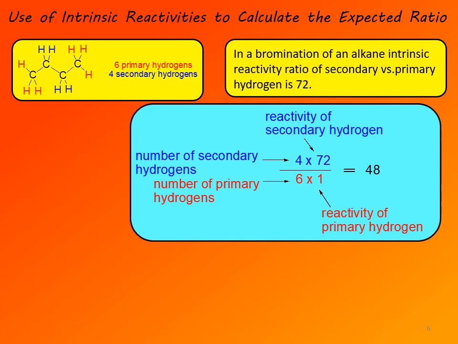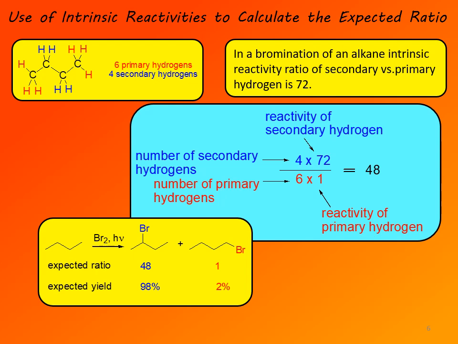So when we divide the two numbers, we end up with 48. That means that 2 compounds, 2-bromobutane and 1-bromobutane, will be formed in ratio of 48 to 1. Or when you recalculate that to percentages, expected yield is 98% 2-bromobutane and 2% 1-bromobutane. And that's actually what was found experimentally. So that shows that this method is correct.